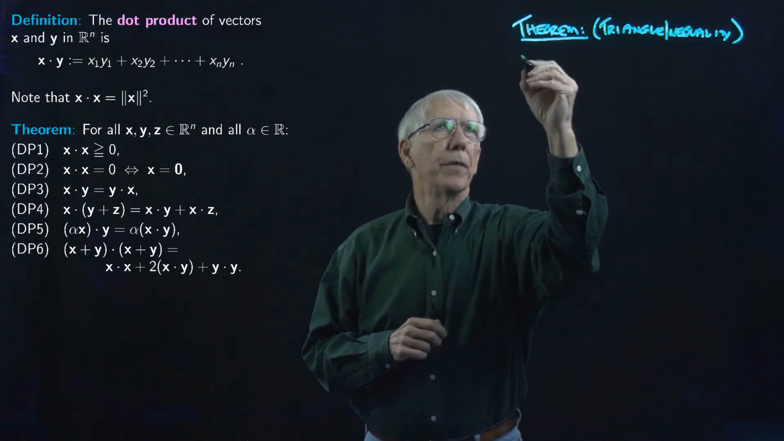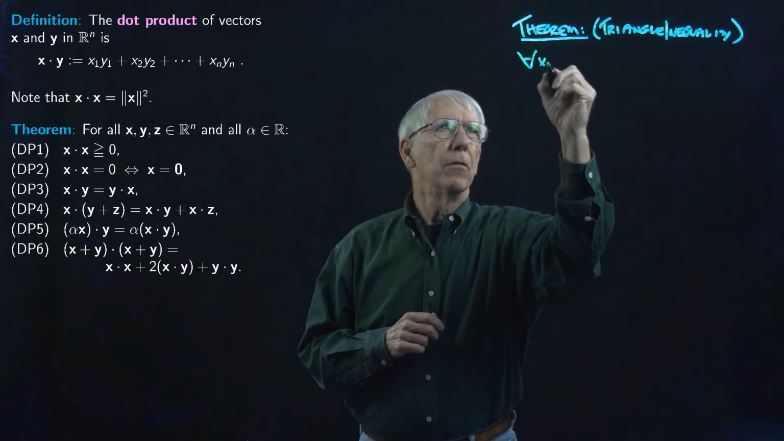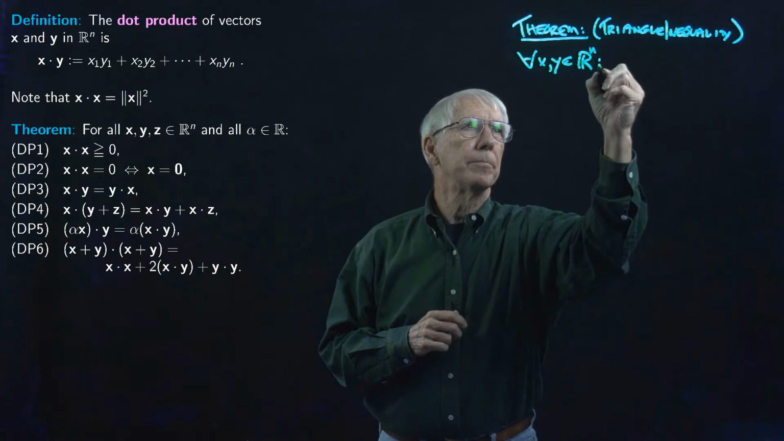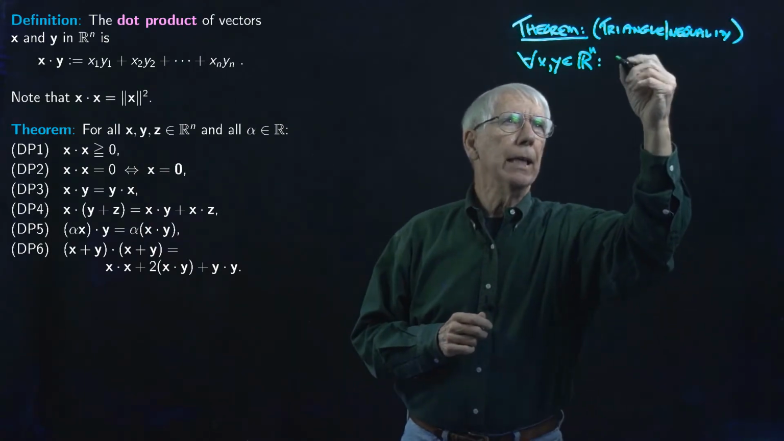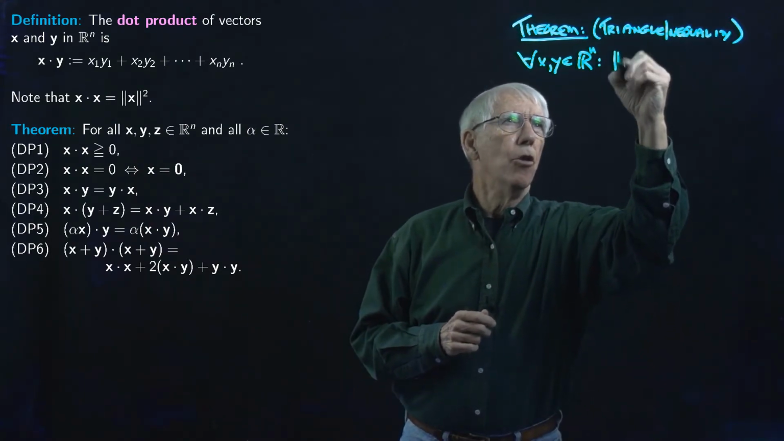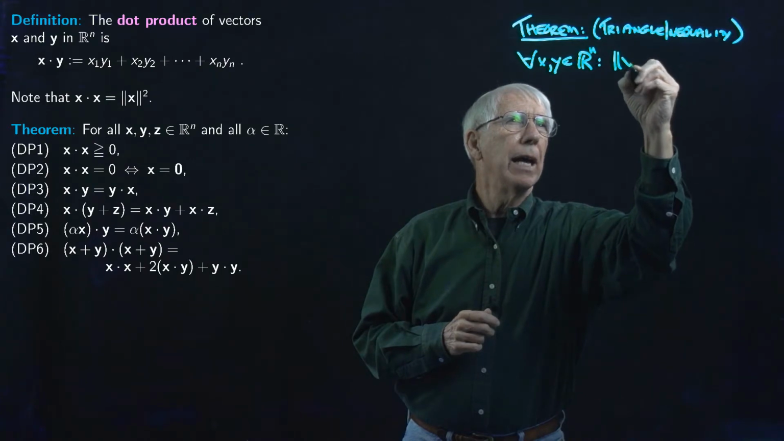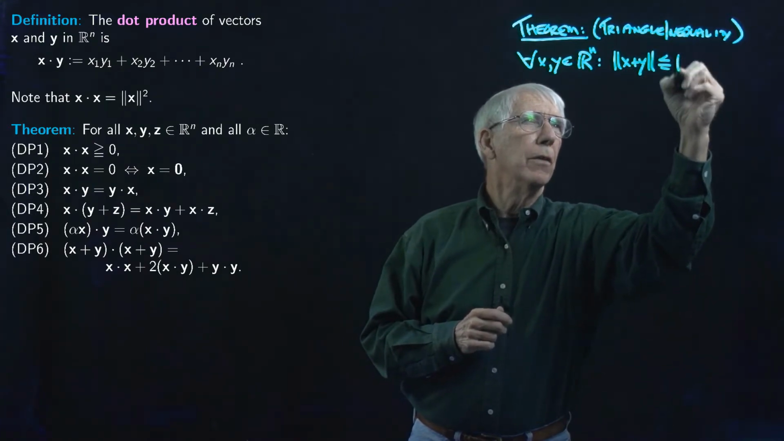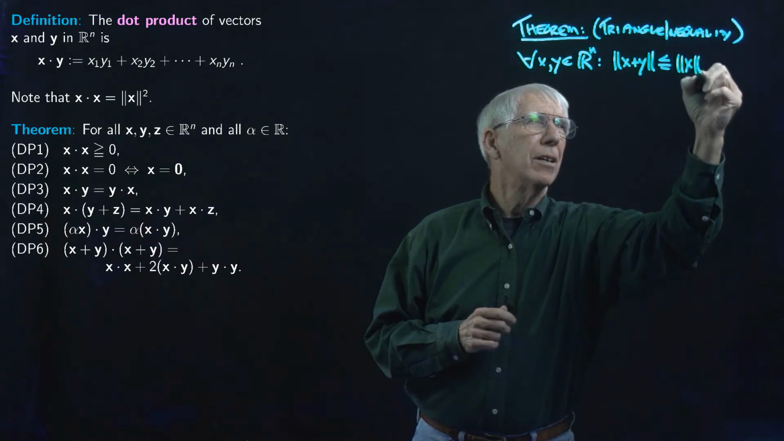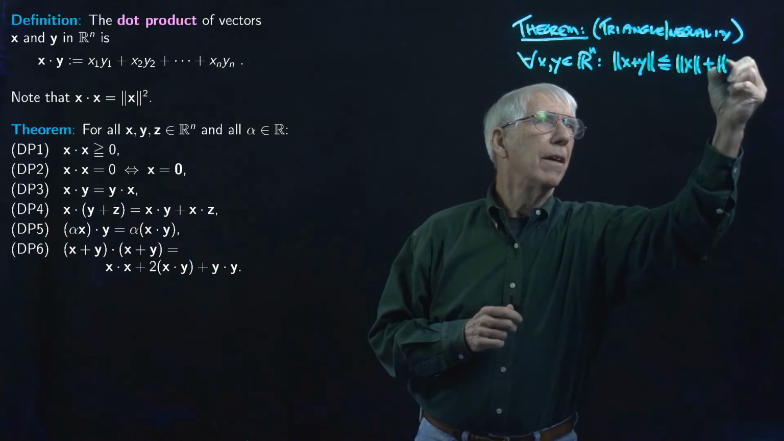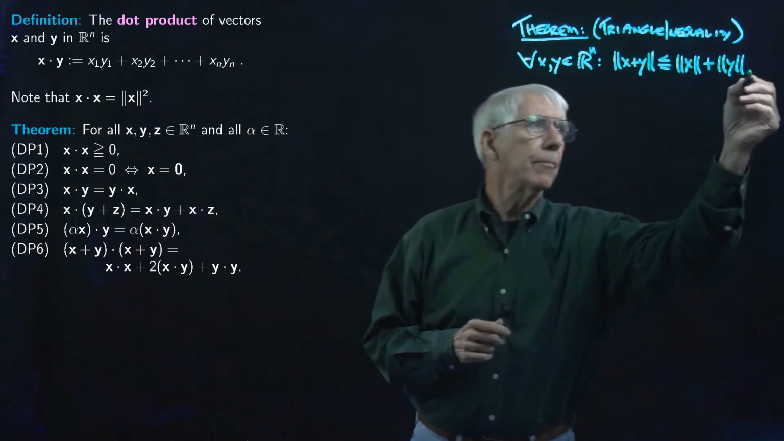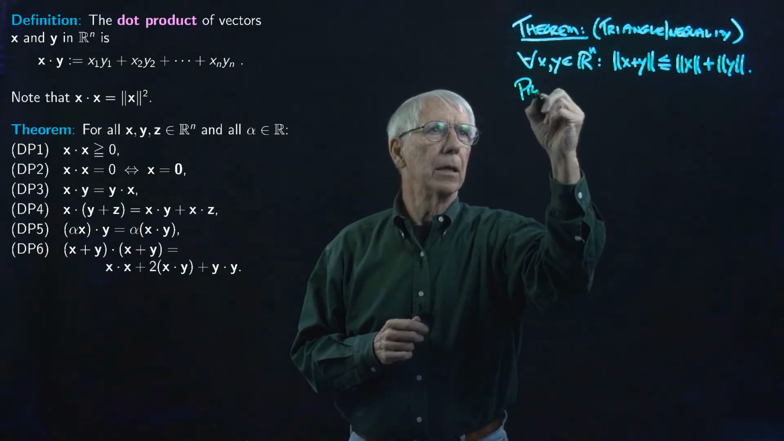And of course, what that says is for any two vectors in Rn, the norm of x plus y is less than or equal to the norm of x plus the norm of y. Proof.